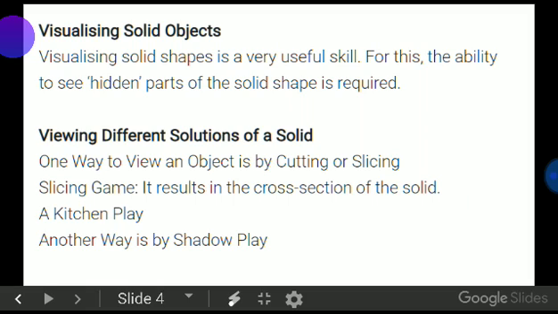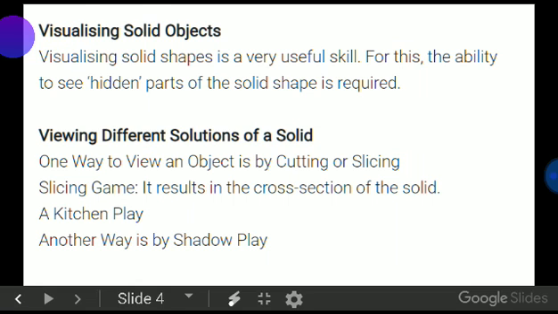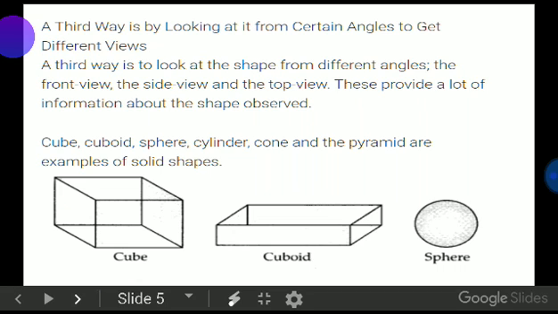Now, viewing different sections of a solid. One way of viewing an object is by cutting or slicing, and it results in the cross section area of the solid. There are other ways also possible. The second way is the slicing game, which we have already understood. Another way is shadow. So first one is slicing, second one is shadow, and the third one is we can just look at it from a certain angle to get different views.